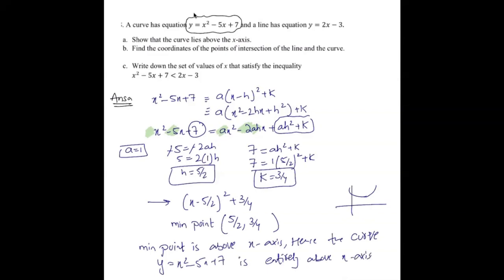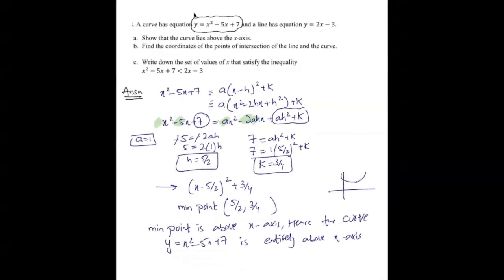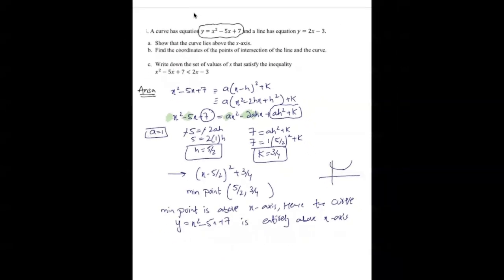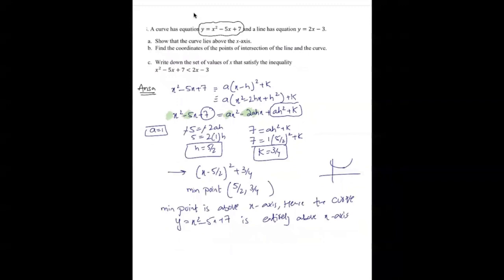Okay. Now part B says find the coordinates of the point of intersection of the line and the curve. This is a very easy part. How do I show the point of intersection between the line and the curve? When the line intersects the curve, I will have to solve the two equations simultaneously. Can you guys quickly solve these two equations simultaneously?